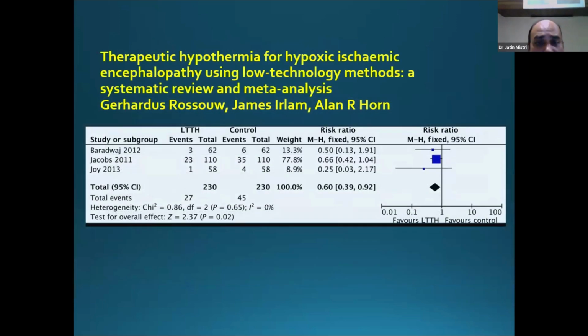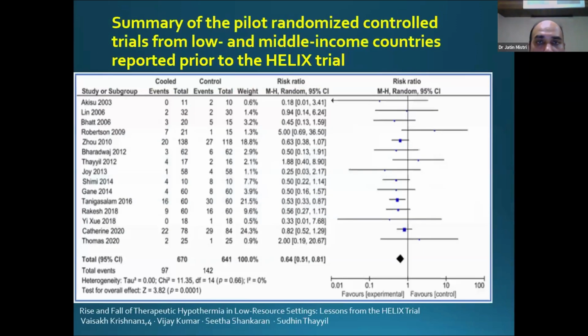There was a systematic review which included many studies, and it also found that cooling has been useful in LMIC. This systematic review was done specifically for low technology devices, and the outcome favored the use of low cost cooling devices. Still, therapeutic hypothermia was beneficial. This was interesting: there was a summary of all randomized controlled trials from LMIC. Low and middle income countries had a number of trials prior to the HELIX trial, and the majority showed a benefit. The forest plot favored the therapeutic hypothermia arm, and these were all done between 2003 and 2020. This was quite encouraging, showing beneficial effects of therapeutic hypothermia.